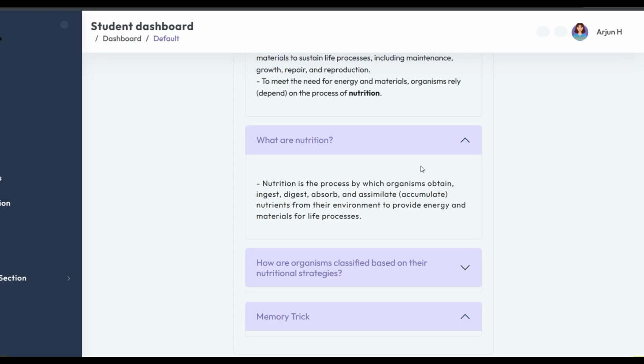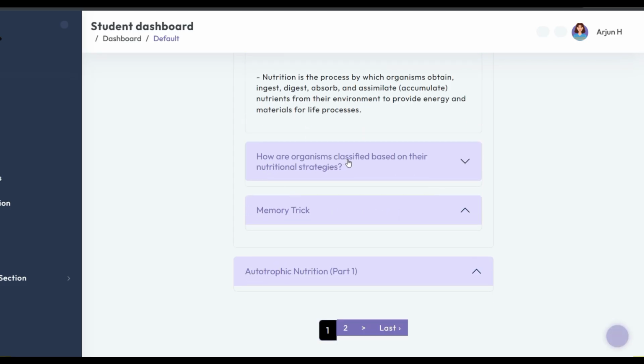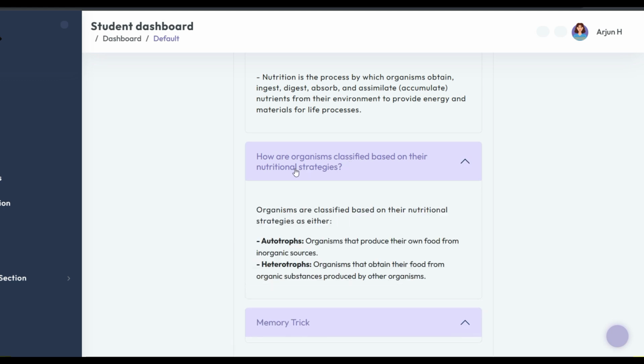Let's understand it clearly. So how can we classify organisms based on nutrition intake? One is autotrophs and another is heterotrophs. Autotrophs has to do with organisms that produce their own food from inorganic substances, while heterotrophs has to do with obtaining food from organic substances produced by other organisms, obviously. So that is your classification.